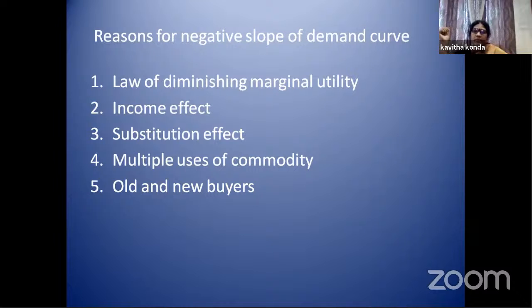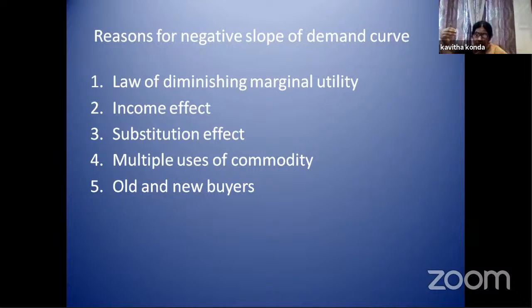Next is the old and new buyers bias. Old and new bias means what happens? When the price of the good falls, the income of the old buyers increases, meaning the real income increases, as I told you, the income effect. So for the old buyers, when price falls, real income increases, so they will increase their demand for that good. The new buyers also, because of the substitution effect, if the price of this good is lower than the other good, then they will purchase. The new buyers may be attracted to this commodity because of the fall in the price.